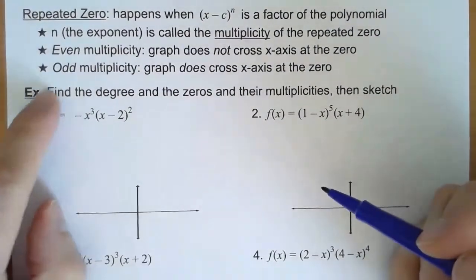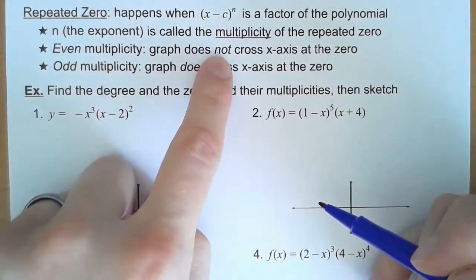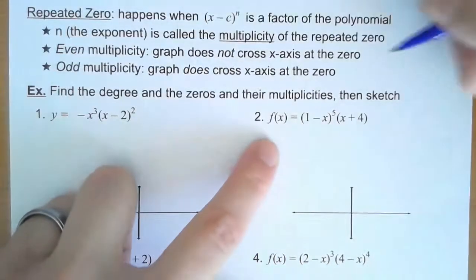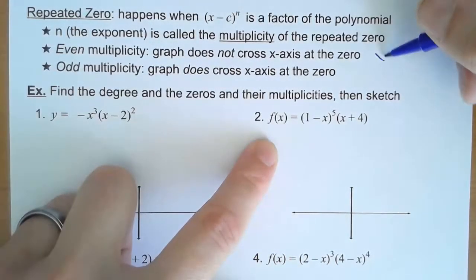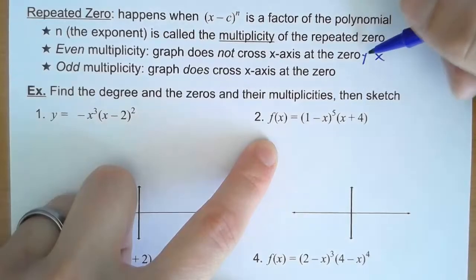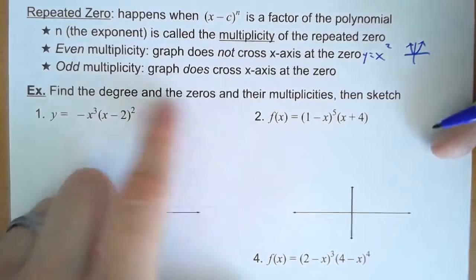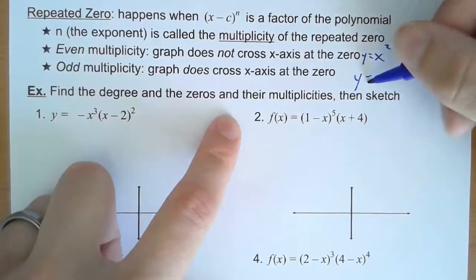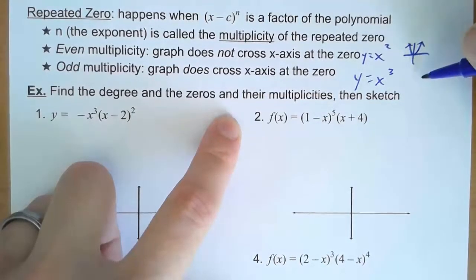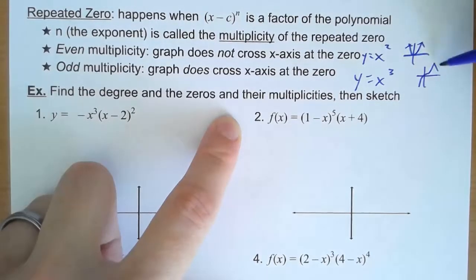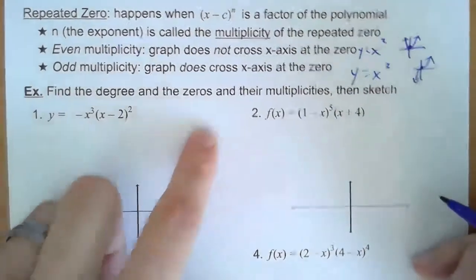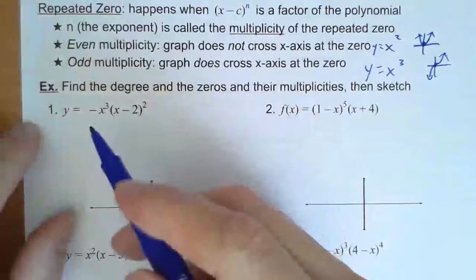If there's an even exponent, it's not going to cross. And again, you can always go back to what you know. If you've got just y equals x squared, at 0, 0, it doesn't cross right there. It just touches the x-axis. And then odd multiplicity, again, think about something that you know, y equals x cubed, it does cross through the x-axis right there.